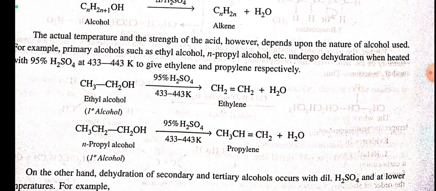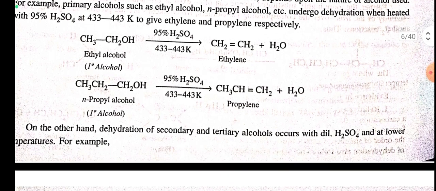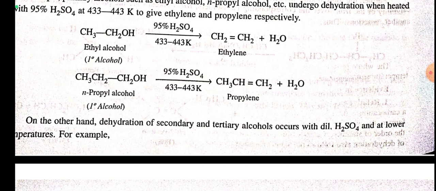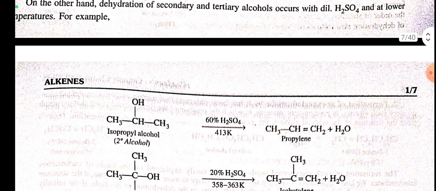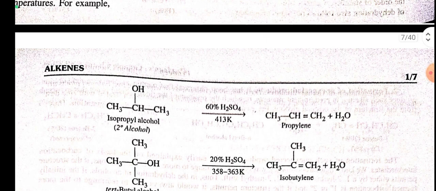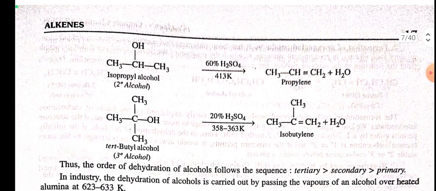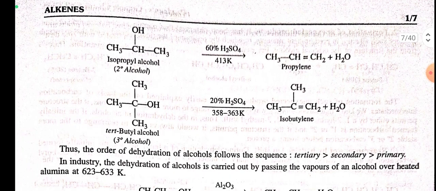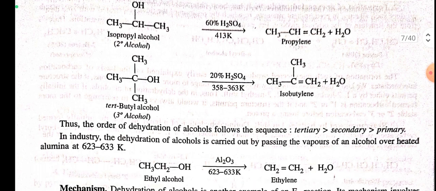For example, primary alcohols such as ethyl alcohol and propyl alcohol undergo dehydration when heated with 95% H2SO4 at 433 to 443 Kelvin to give ethylene and propylene respectively. On the other hand, dehydration of secondary and tertiary alcohols occurs with dilute H2SO4 at lower temperatures. For example, isopropyl alcohol, a secondary alcohol, reacts with 60% H2SO4 at 413 Kelvin to give propylene.